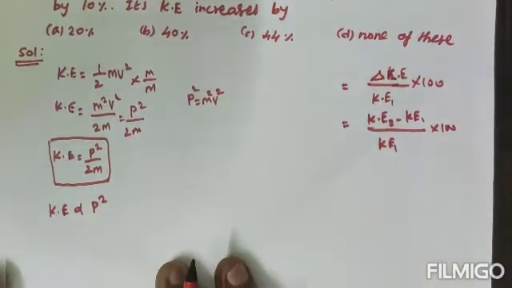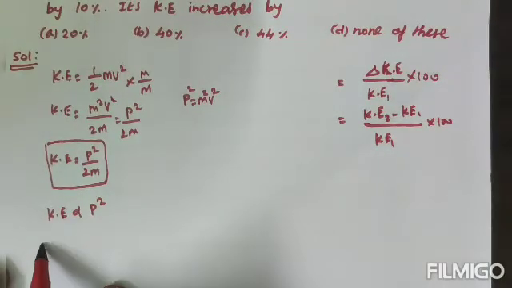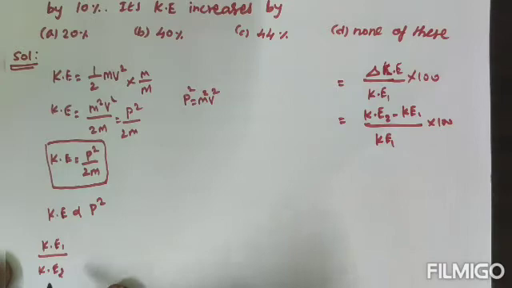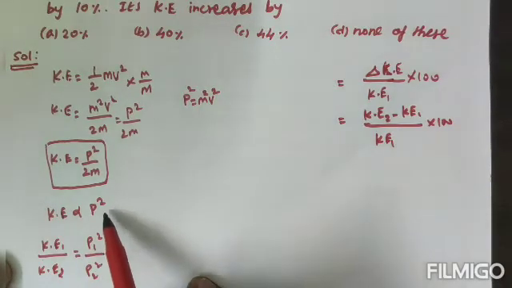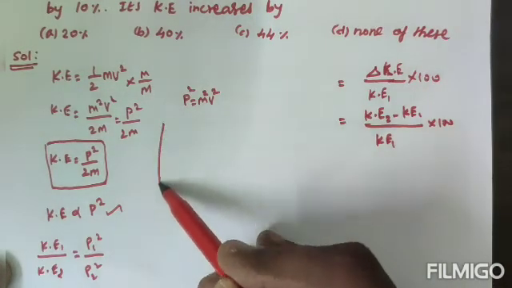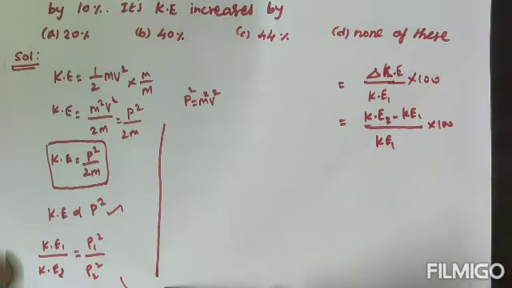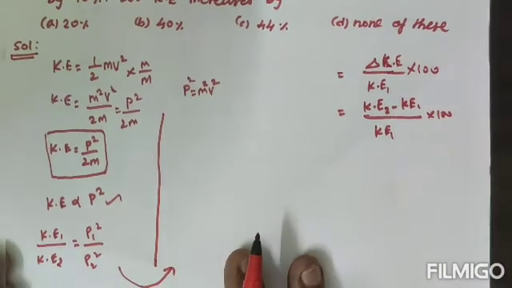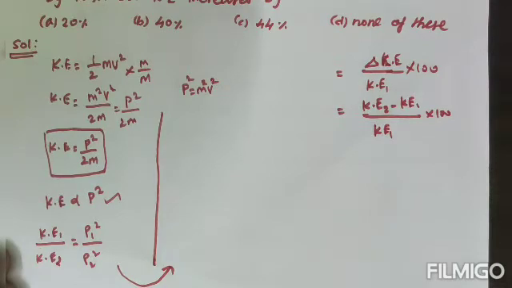Based on this concept, now I can write the initial kinetic energy, kinetic energy 1, divided by the final kinetic energy, kinetic energy 2. That ratio we can write as P1 squared divided by P2 squared. So based on this equation I can write like this. P1 is the initial momentum, P2 is the final momentum.